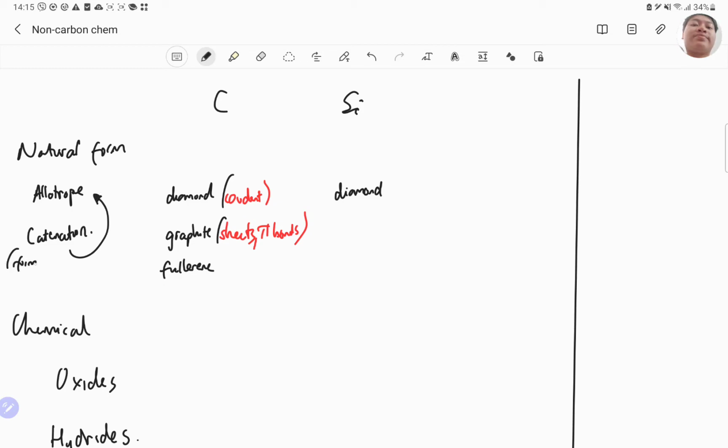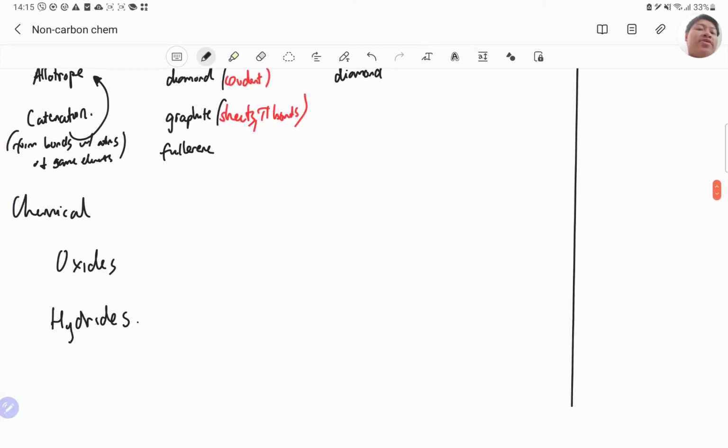Catenation forms bonds with itself, with elements, with atoms, or the same elements. Okay, cool.